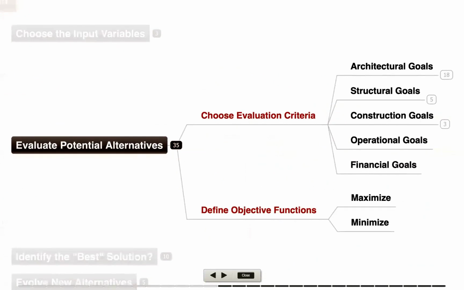Now, we want ways of evaluating the potential alternatives. Part of optimization is we have to have some way of evaluating how good these different potential solutions are. We're going to have to choose some evaluation criteria and then ultimately define some objective functions to help us figure out how we're going to quantify those criteria.